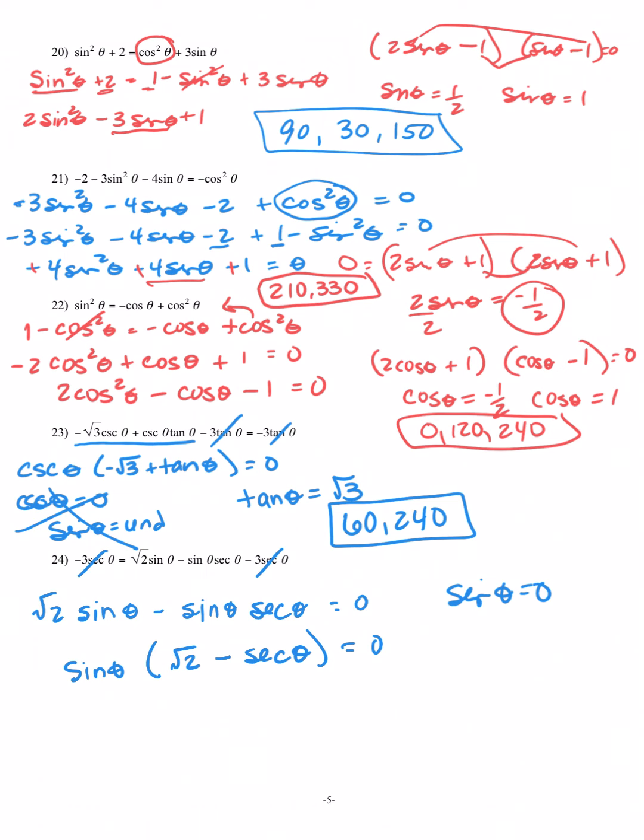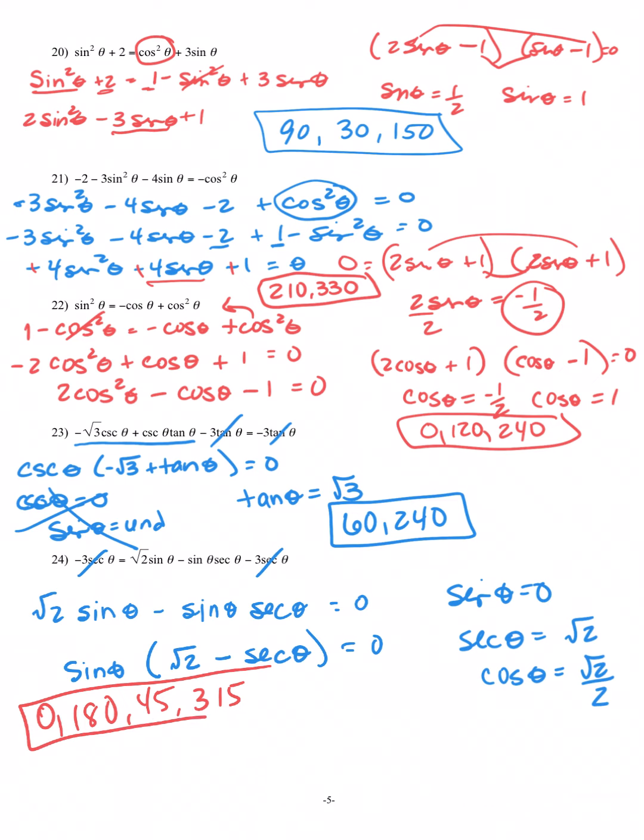Let me change the color here. 0 and 180 have a sine of 0, and we have that the secant of theta equals root 2. That means the cosine of theta equals root 2 over 2, which is the reciprocal of secant. When you put 1 over root 2 and then you multiply by root 2 over 2, you get root 2 over 2. So that would be 45 and 315. So those are your four. Let me put it in red. 45 and 315. Those are your four possible answers.